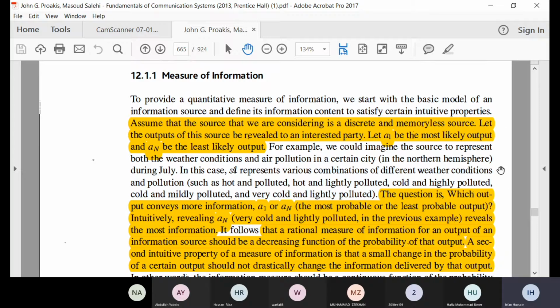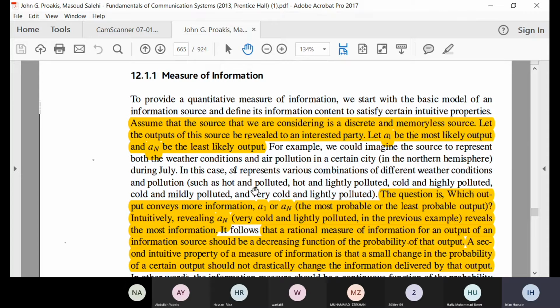For example, let us say that we represent a source. We have a source that represents weather conditions and air pollution in a city during July in the northern hemisphere. Now you can see that A represents different combinations of weather conditions and pollutions. For example, it could be hot and polluted, hot and lightly polluted, cold and highly polluted, cold and mildly polluted, but this is very cold and lightly polluted. So you can see here, this is very cold and this is lightly polluted.